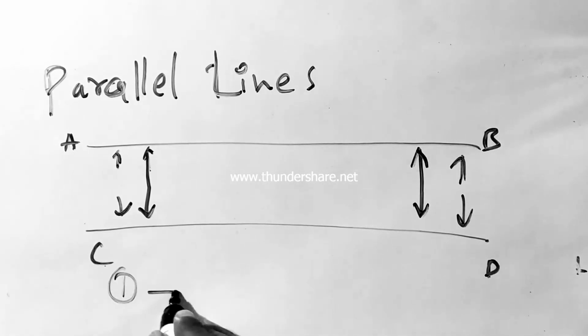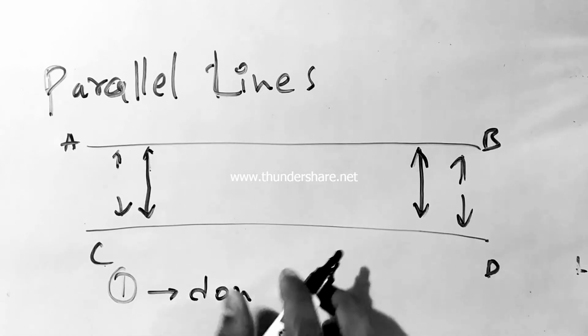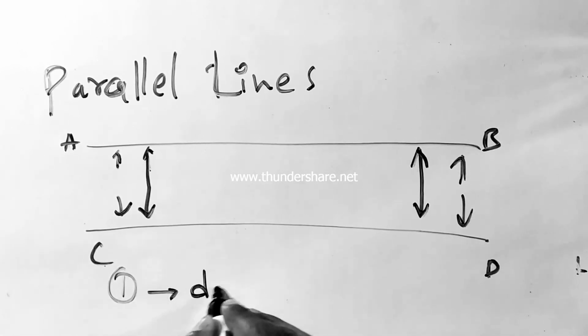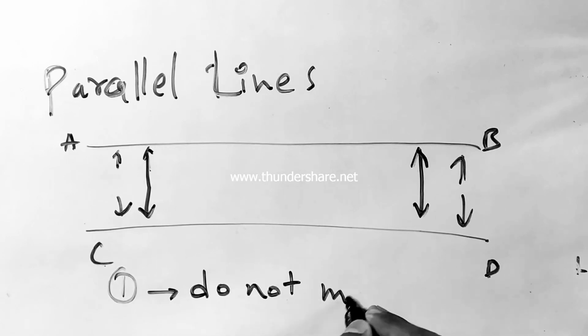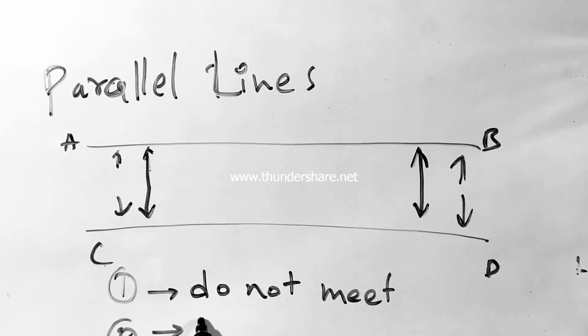Condition 1 is they do not meet. Condition 2 is the same distance. That is parallel lines. Next, concurrent lines.